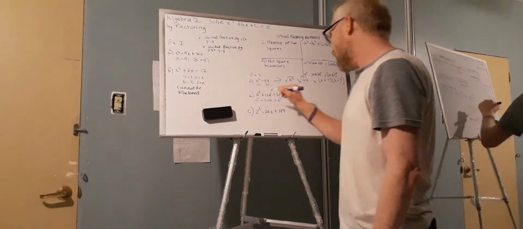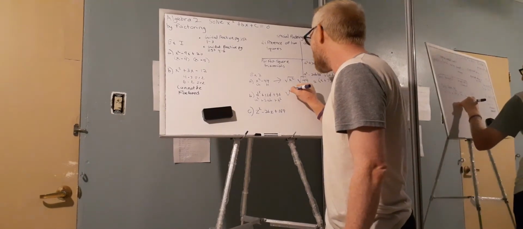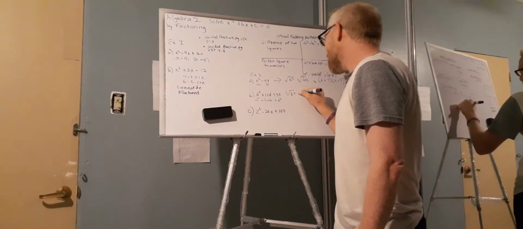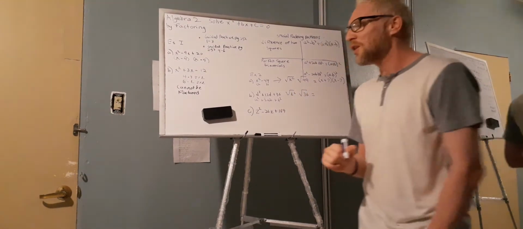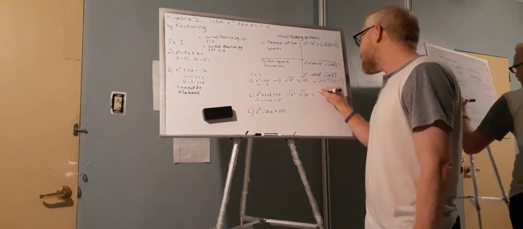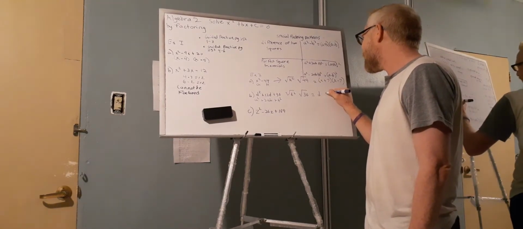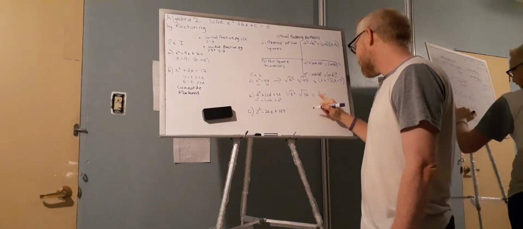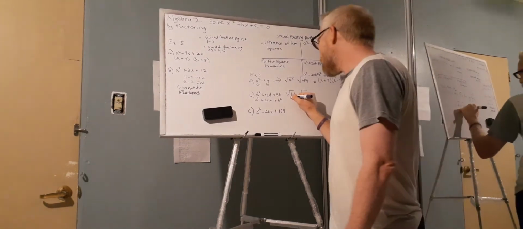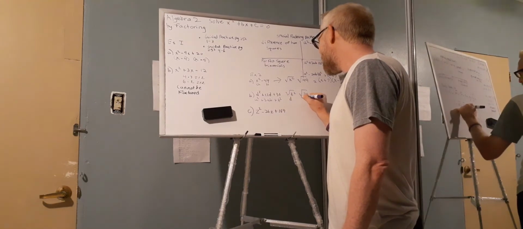Very simple. I'm going to look for the square root of d squared and the square root of 36 because they both have perfect square roots. So the square root of d squared is d, and the square root of 36 is actually 6. Let me do it down here. The square root of d squared is d, the square root of 36 is 6.